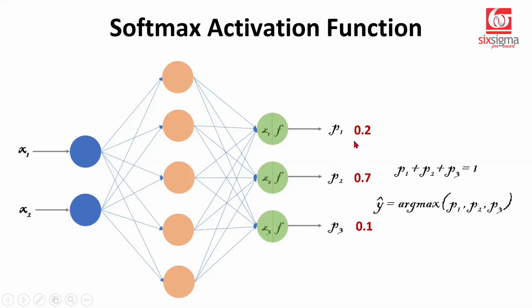So for example, let's say these are the predicted probabilities, the P1, P2, P3 values that we have. And you can see in this case, they're all like probabilities. That is, they are between 0 and 1. And they also add up to 1. Now, what would be the prediction? So if you do an argmax of P1, P2, P3, you will say that my predicted class is class 2, which has the highest probability. That will become your y hat value.